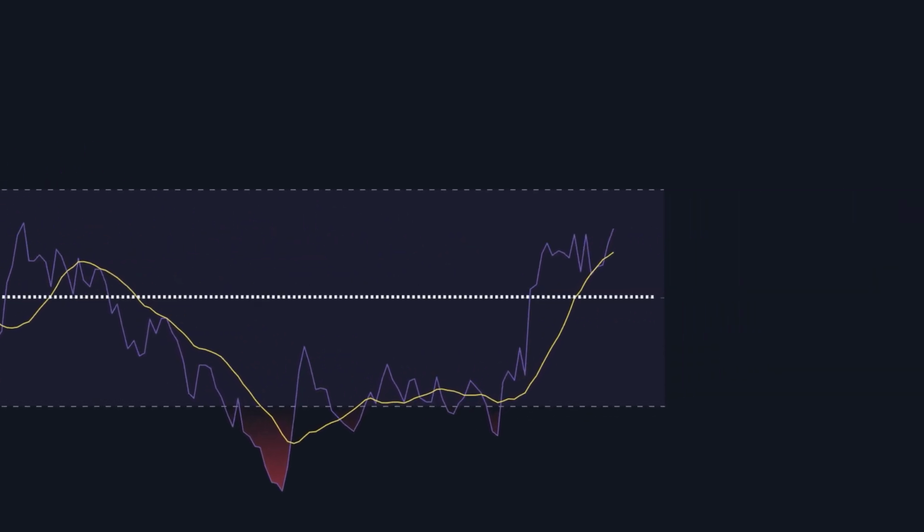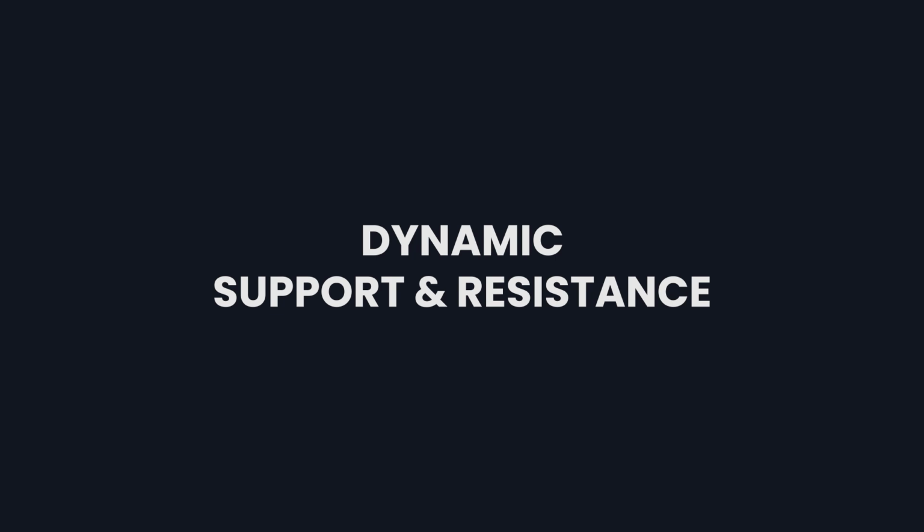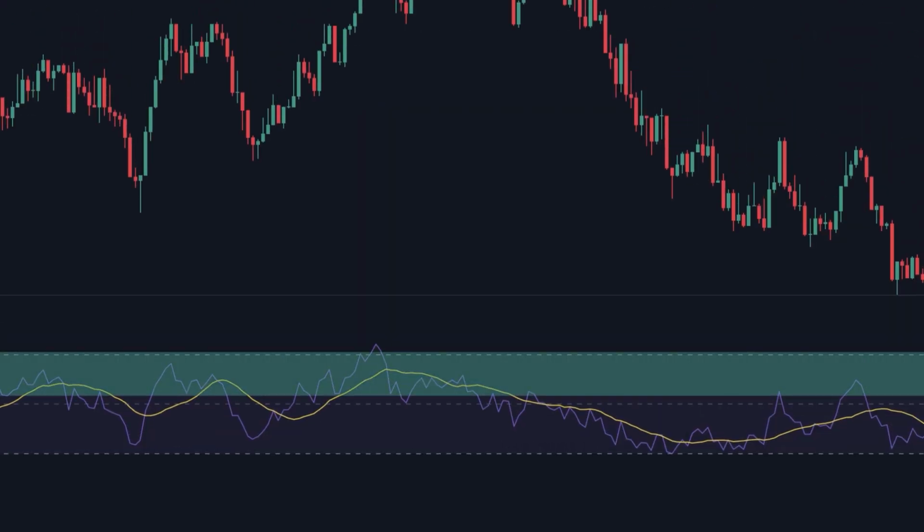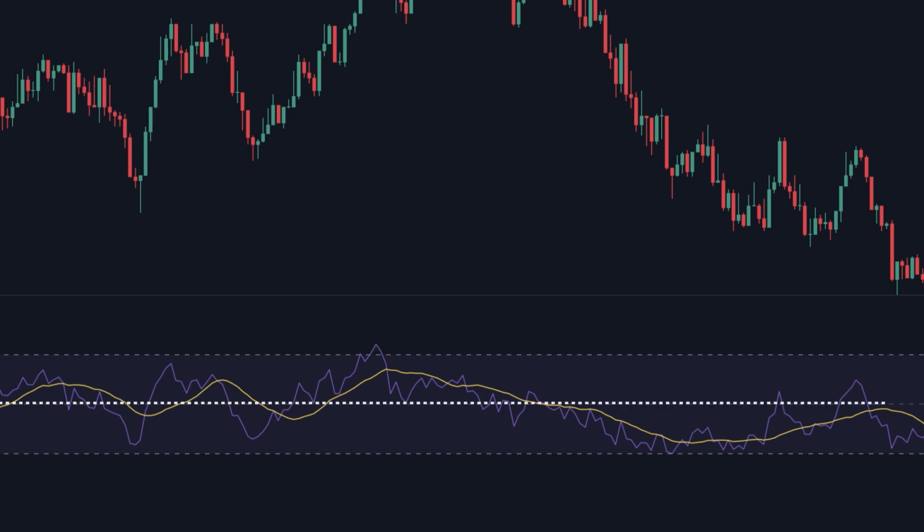But the 50 line does more than just indicate the trend. It also acts as dynamic support or resistance for momentum. Imagine the RSI is in an uptrend, holding above the 50 line, confirming bullish momentum. Suddenly, it dips back to 50 or slightly below. Does this mean the trend is over? Not necessarily. Often the 50 line serves as support, and momentum will resume.